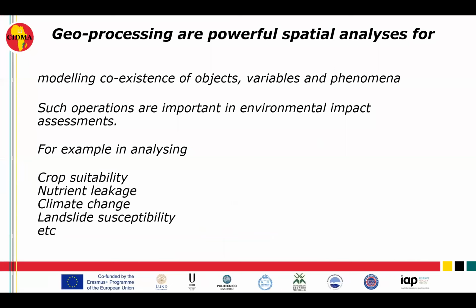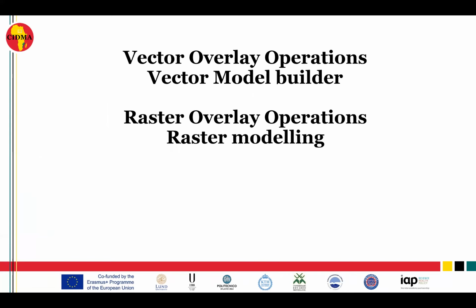Geoprocessing are very powerful spatial analysis to model, for instance, coexistence of objects, variables, and phenomena. And such operations are really important in environmental impact assessments. For example, we can analyze crop suitability, or we can analyze nutrient leakage, or climate change, and things like that. Then we will actually use multiple layers to see the coexistence of different features. Or variables, if we see it as variables.